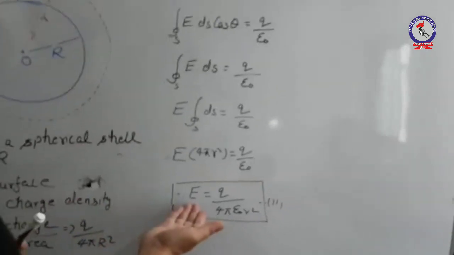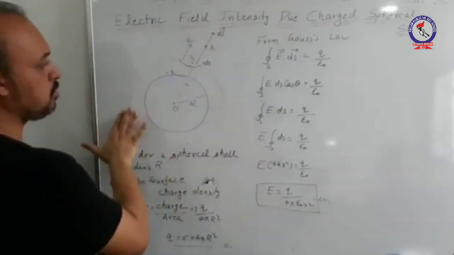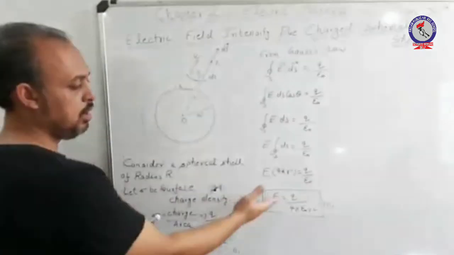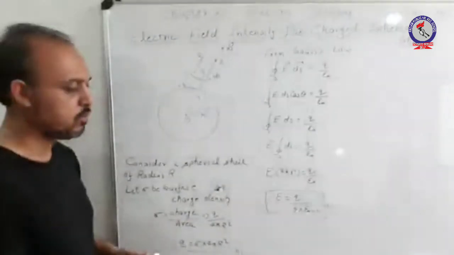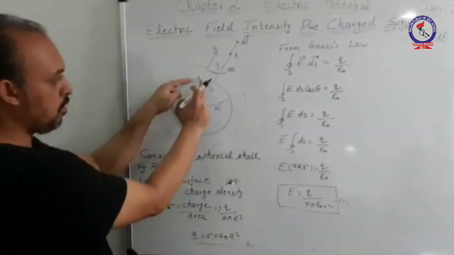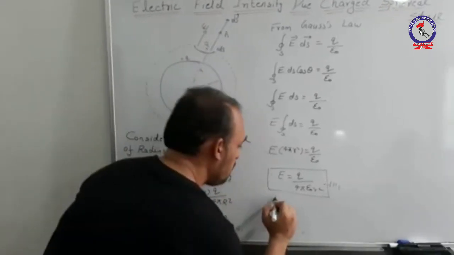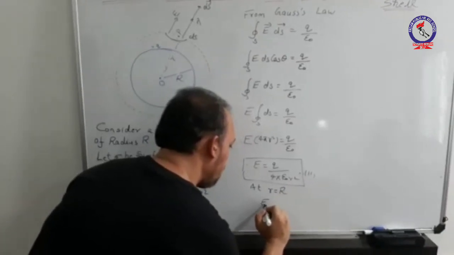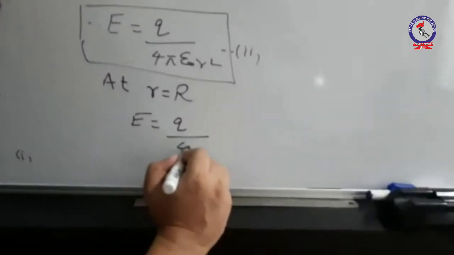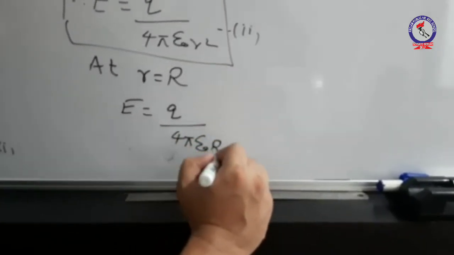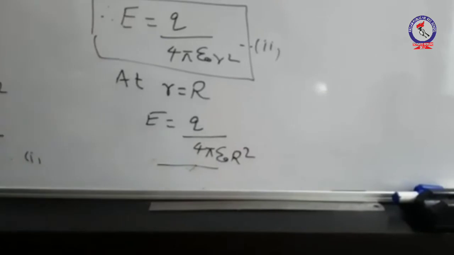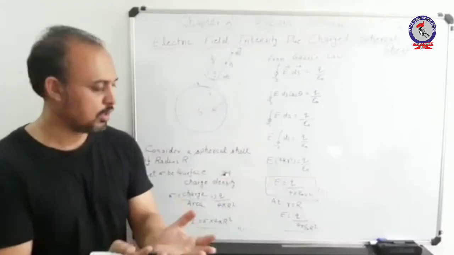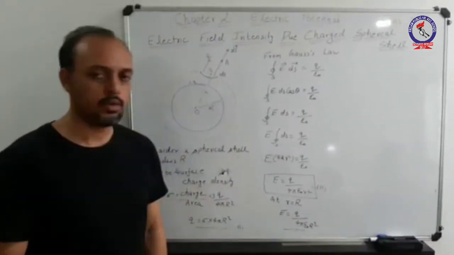So this is the magnitude of field on the surface of this imaginary sphere, and this magnitude of field remains constant at all points. E equals q upon 4 pi epsilon 0 r square. If we need to calculate field on the surface of this shell, therefore at r equals capital R, E equals q upon 4 pi epsilon 0 r square. This expression represents the magnitude of field at any point on the surface of the spherical shell.